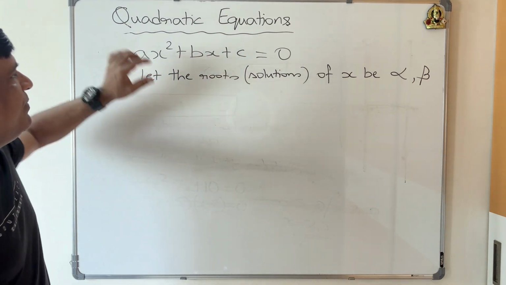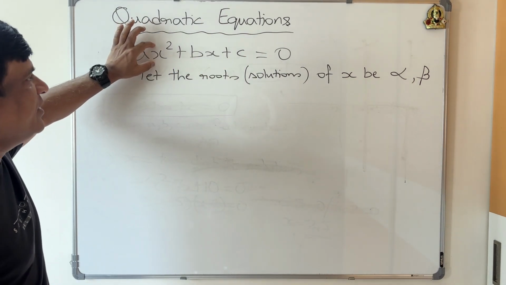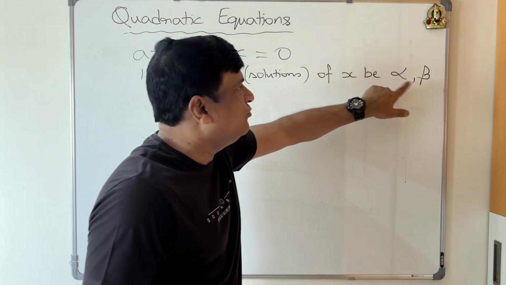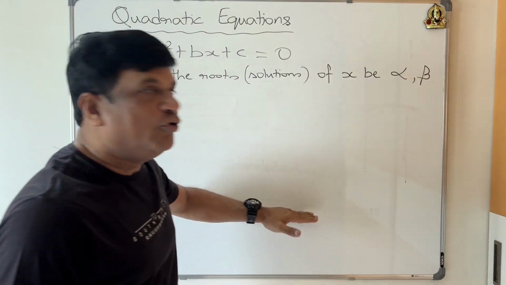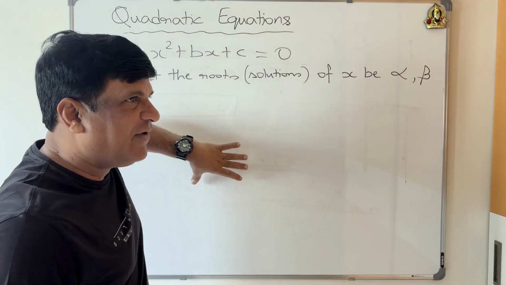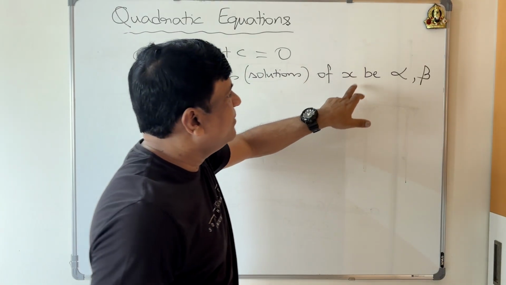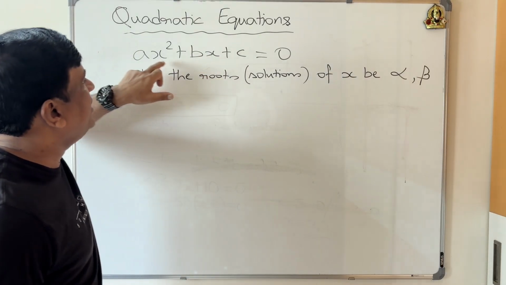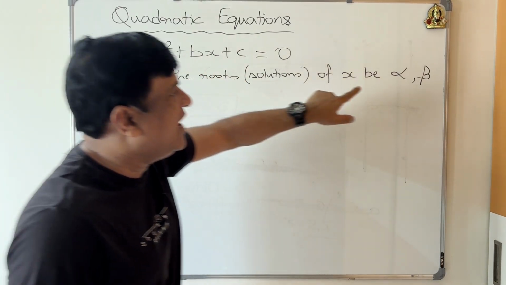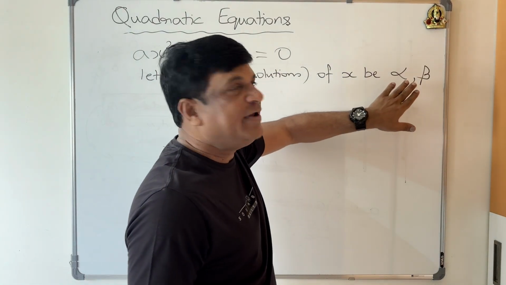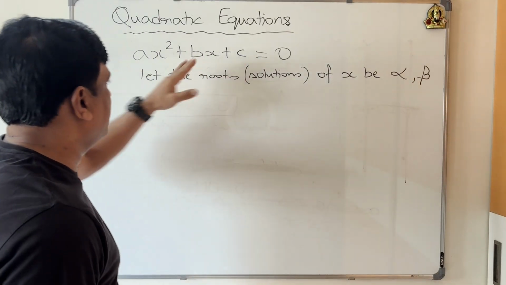So what happens when you solve this particular equation? You are going to get two values of x, like I showed you earlier. When I solved a particular factorization problem, you got two values, 2 and 5, right? Similarly, this equation should have two values, alpha and beta. I'm taking them as alpha and beta for the time being.